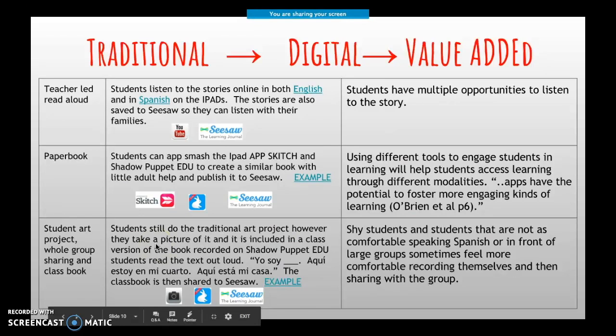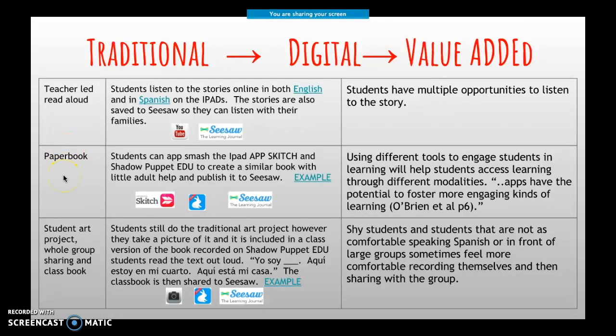So we went from the traditional to the digital lesson, and then we talk on this right-hand side about the value that was added. The teacher-led read aloud was the traditional lesson. Students listened to the stories in both English and Spanish for the digital version on iPads. The stories are also saved to Seesaw so they can listen with their families, and students then have multiple opportunities to listen to the story.